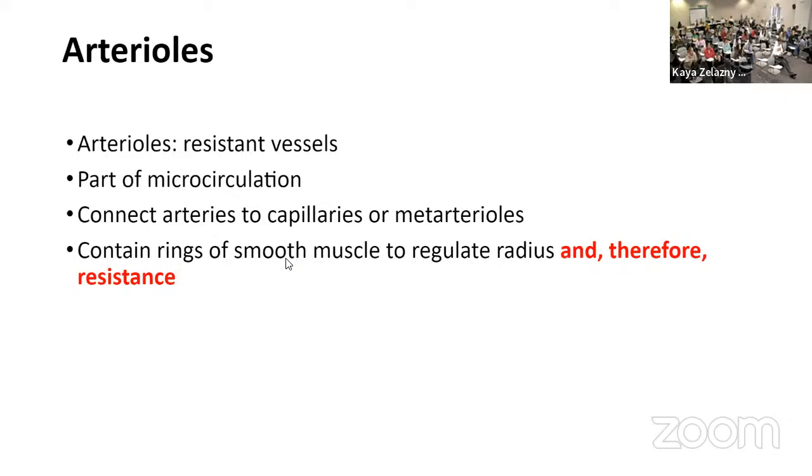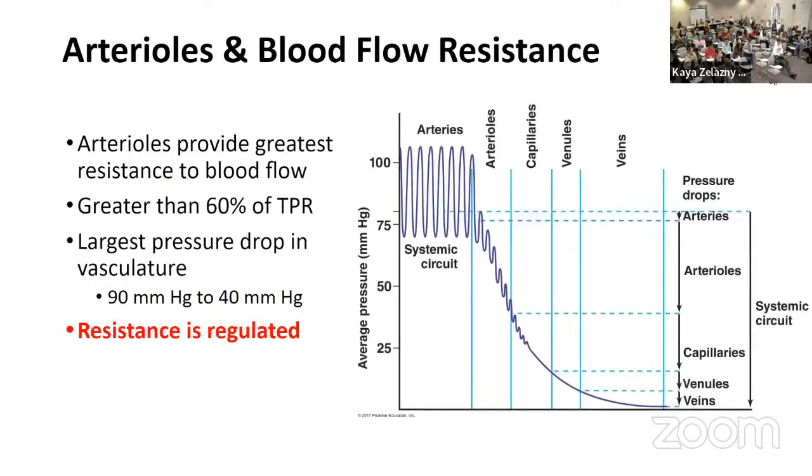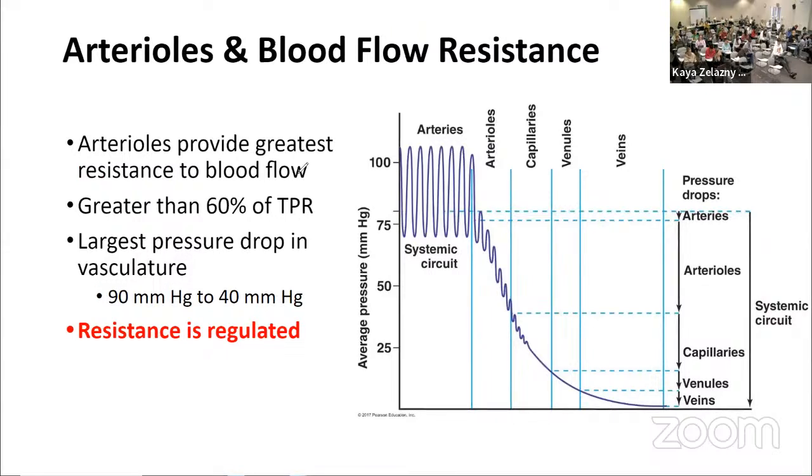The smooth muscle is a ring, so basically this is a sphincter. If a ring of muscle contracts, you get something smaller. Got a larger ring, smaller ring. So we can decrease the radius, and when we decrease the radius, we can therefore increase our resistance. And if we relax, that radius will get bigger, decreasing the resistance. So these arterioles are providing our greatest resistance to blood flow in the system.